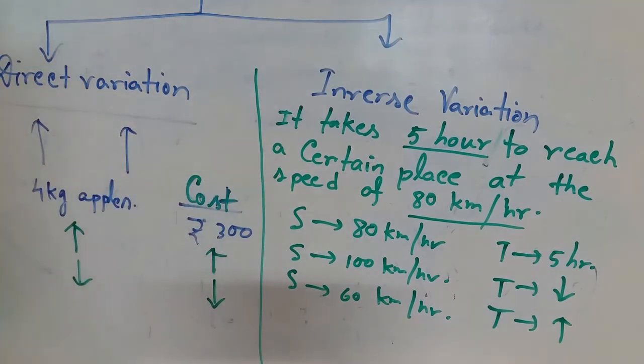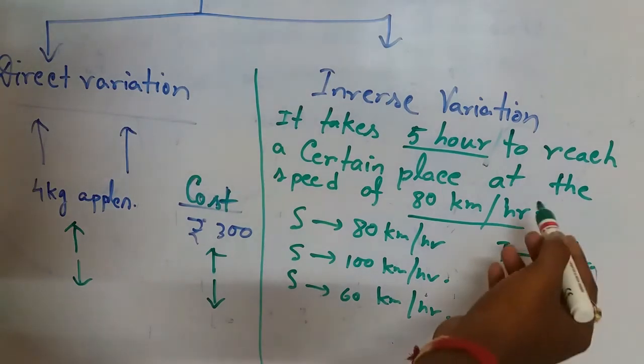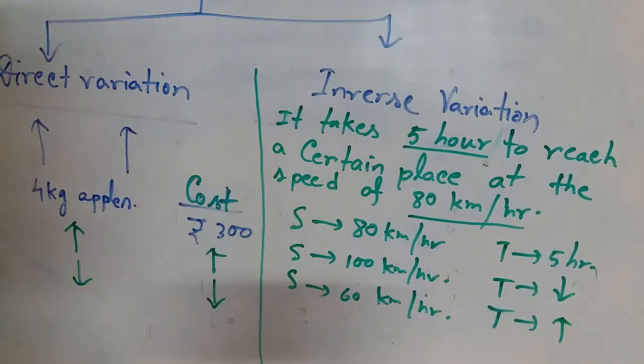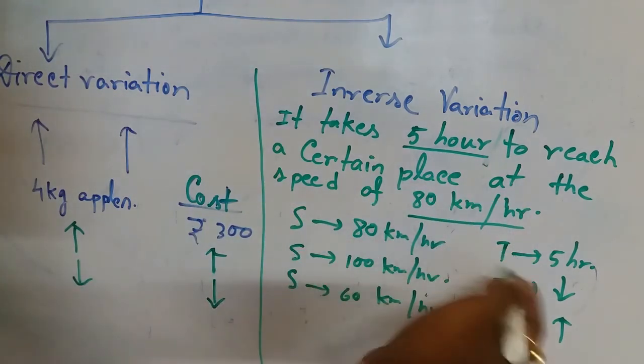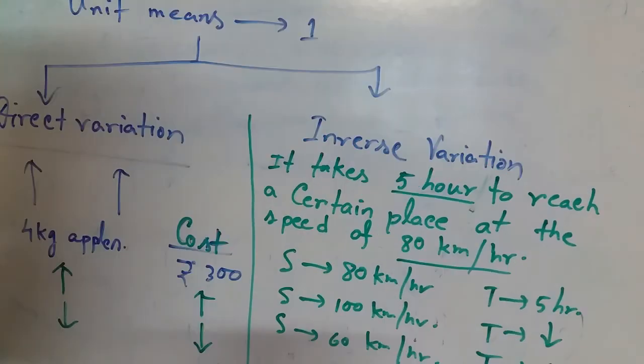Here, if speed increases then time decreases, and if speed decreases then time increases. So this type of variation is known as inverse variation. So direct and inverse, these two types of variation are there in this unitary method chapter. Okay, today up to this.